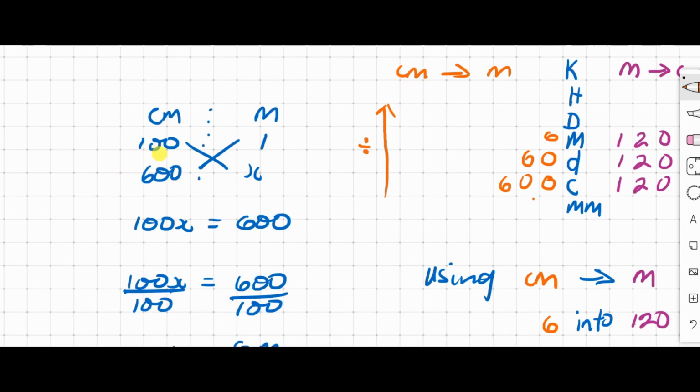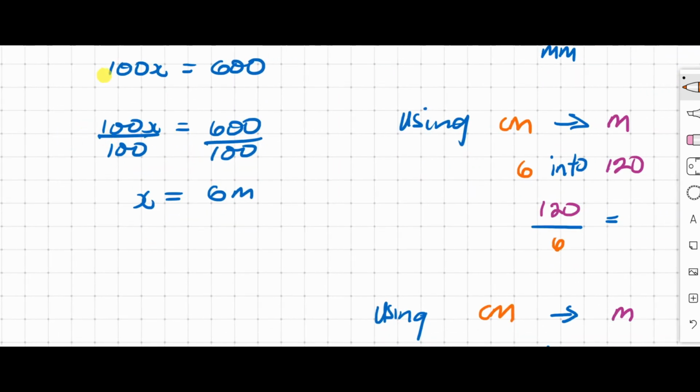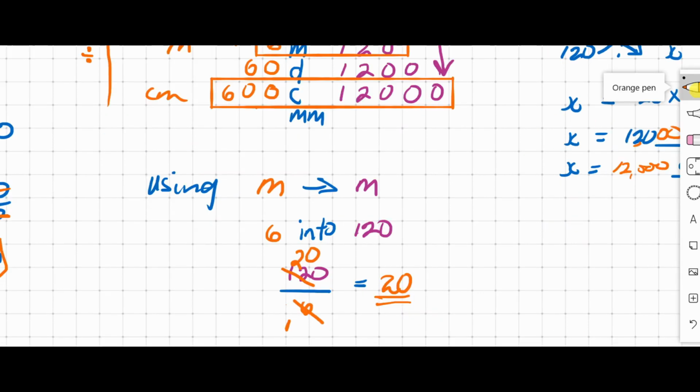If the ratio is 100 centimeters to 1 meter, and I have 600 and want to find how many meters that equals, I find the cross product. 600 times 1 gives 600 on one side, and 100 times x gives 100x. Dividing both sides by 100, the 100s cancel on the left, and 100 into 600 goes 6 times, so x is equal to 6 meters. We have done our conversions.